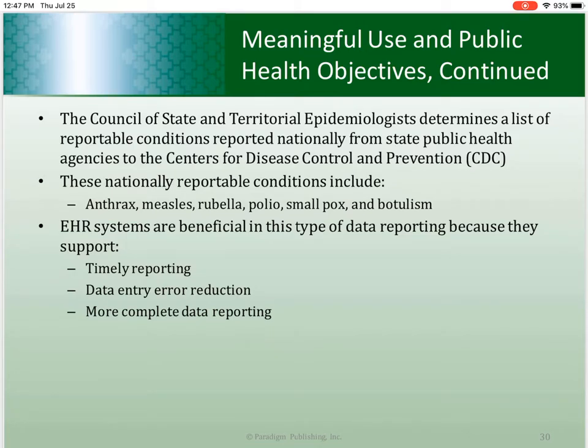The Council of State and Territorial Epidemiologists determines the list of reportable conditions that are nationally notifiable on a voluntary basis to the CDC by each state PHA. Some examples of conditions that are reportable include anthrax, measles, rubella, polio, smallpox, and botulism. EHR systems are beneficial in this type of data reporting because they can support the timely reporting, data entry error reduction, and a more complete data reporting.